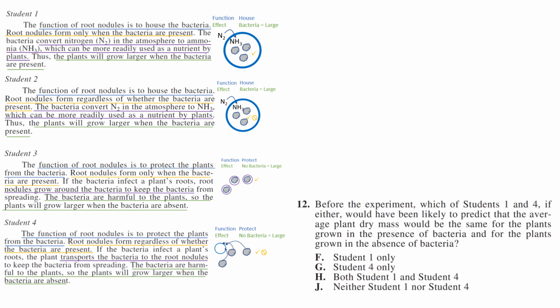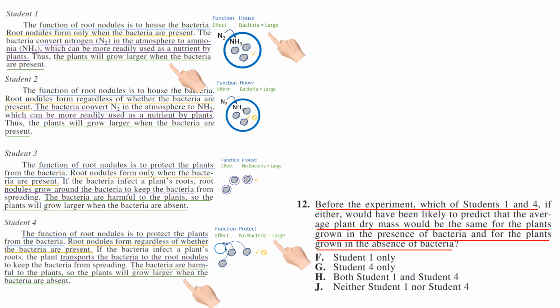Number 12, before the experiment, which of students 1 and 4, so student 1, student 4, if either, would have been likely to predict the average plant dry mass, so the growth, would be the same for the plants grown in the presence of bacteria and the absence of bacteria. So student 1 said, if they have bacteria, the plants will be larger. So that means if they don't have bacteria, they will be smaller. So student 1 is out.